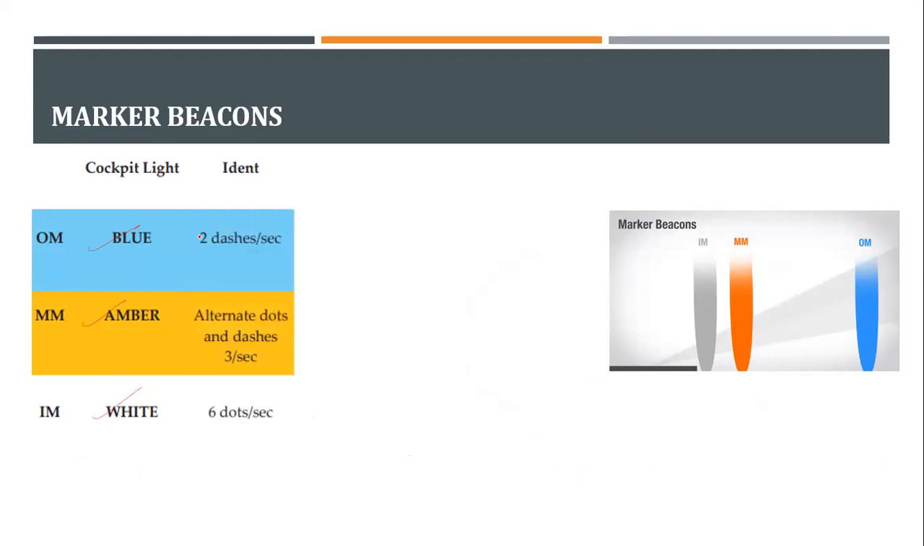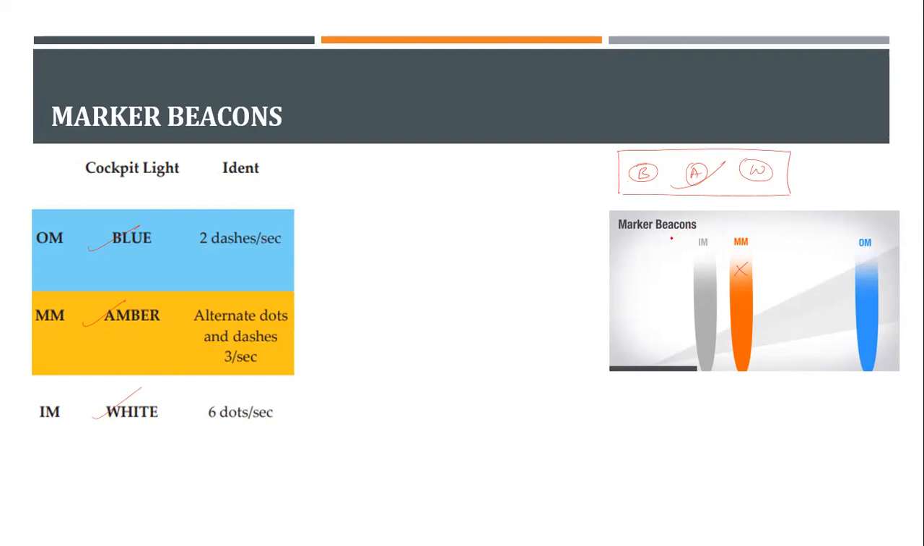Now, ident is also important. Why? There is a system installed on your aircraft, which will have, let's say, blue, amber, and white. These colors will be present. Whenever the aircraft is above the outer marker, we will have the blue indication lit up. When the aircraft is above the middle marker, the amber will light up. So this will keep on going. But pilots are so focused on the approach, they are monitoring so many instruments, they're communicating as well. There are chances that they can forget to see these lights.